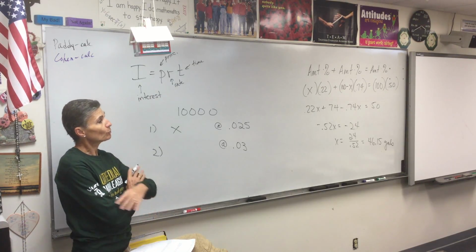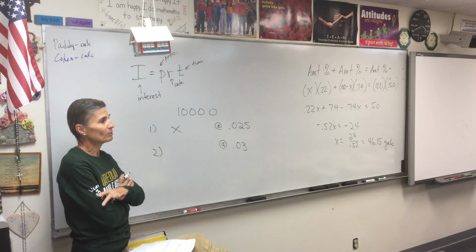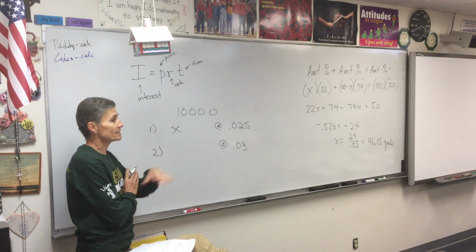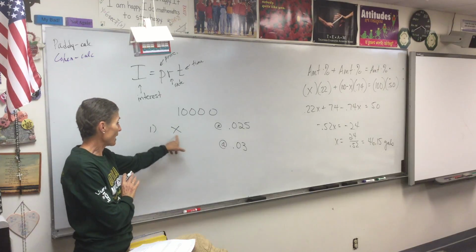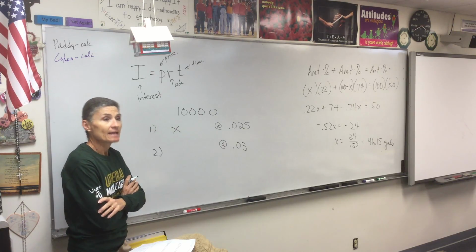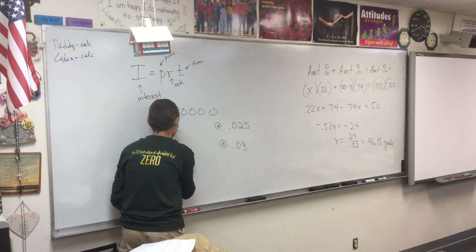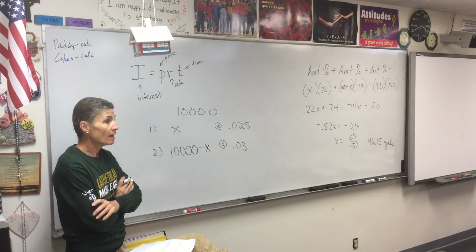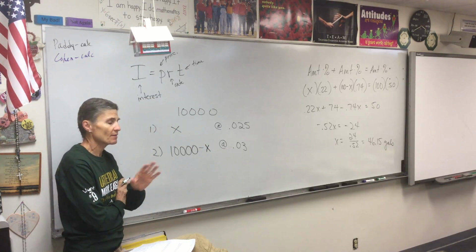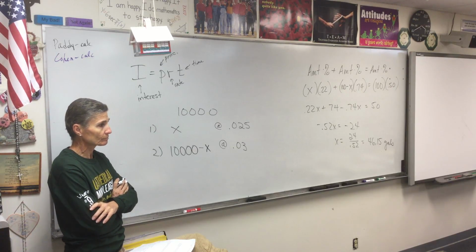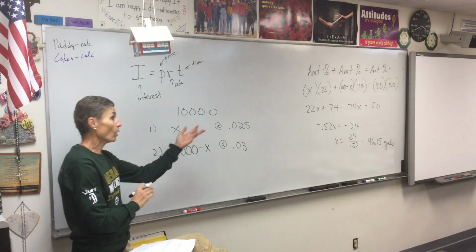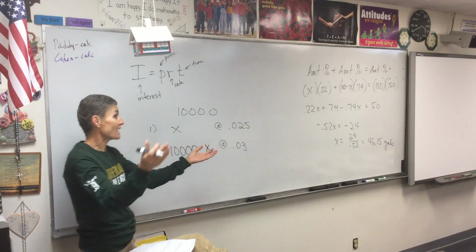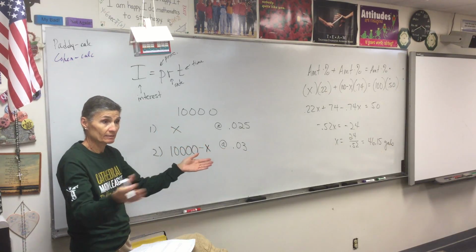Any guess what the other one would be? It's very much like the problem we just did. They add up to 10,000. So if that one's X, 10,000 minus X. Very good. They have to add up to 10,000. So if one is 2,000, the other would be 8,000. You subtract.